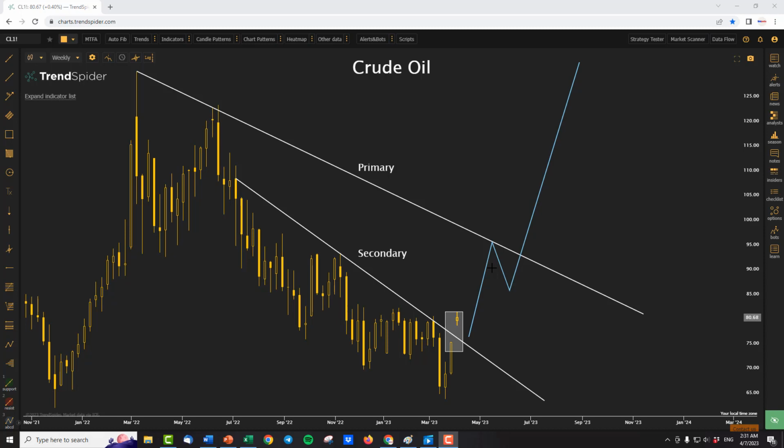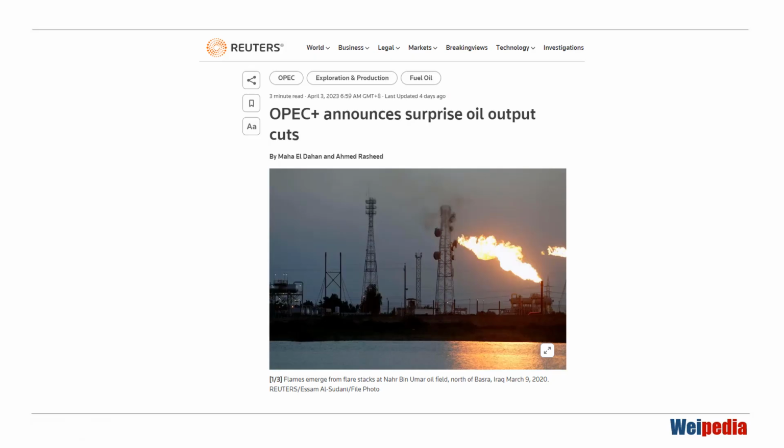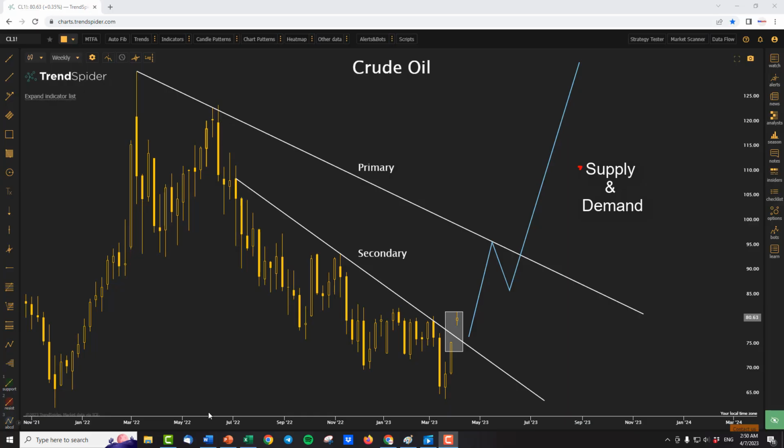Now let's move over to the fundamental reason about this gap. The direction of especially commodity prices all depends on one thing, the supply and the demand. When the supply is lesser, but yet there's a lot of demand, naturally the price will go up. So what happened to this gap is that on the 3rd of April 2023, OPEC Plus announced a surprise oil output cut. It means that they're going to reduce the supply coming May.